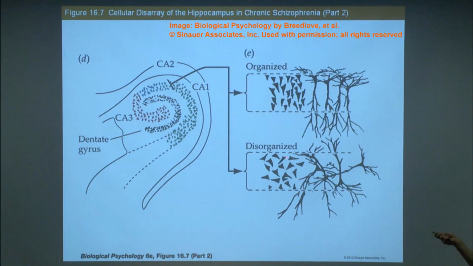However, in the DISC-1 mice, as well as in schizophrenics, where you do histology on the brain, look at the triangles. They're shoved in there every which way. They're not organized where the apical dendrite is always facing the same way. They're facing all other ways. And look at the full cells. You see they're going all over the place. So that's what I mean by disorganized cell layers in area CA1.